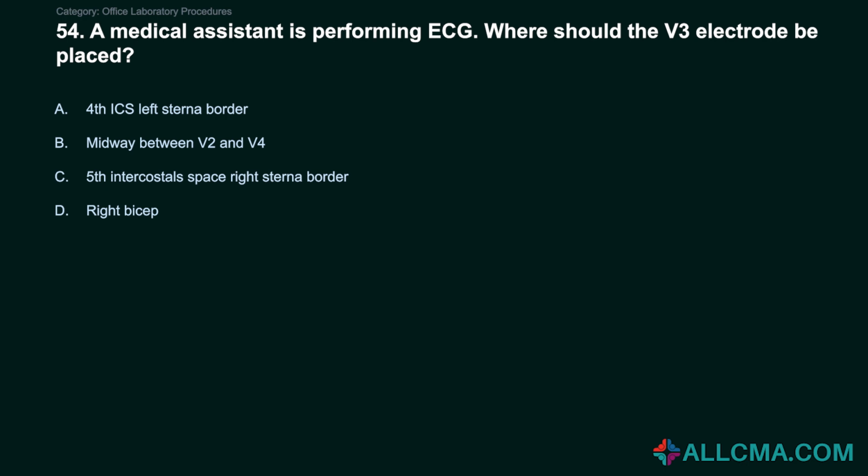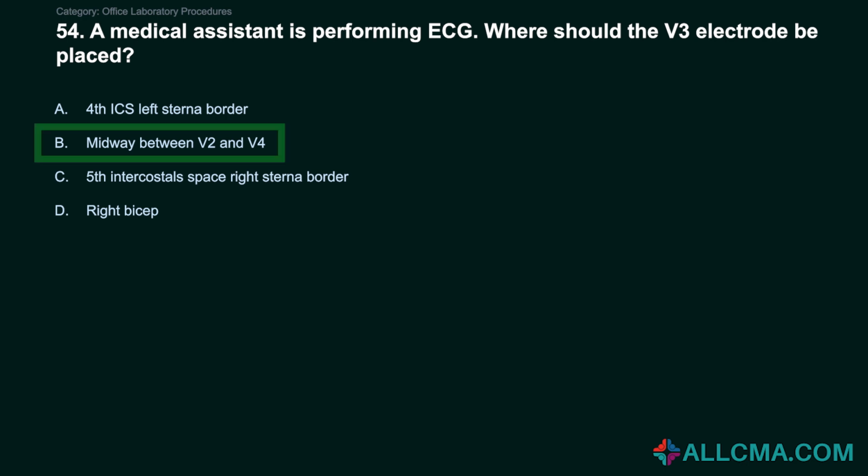54. A medical assistant is performing ECG. Where should the V3 electrode be placed? A. 4th ICS left sternal border. B. Midway between V2 and V4. C. 5th intercostal space right sternal border. D. Right bicep. Correct answer, B.